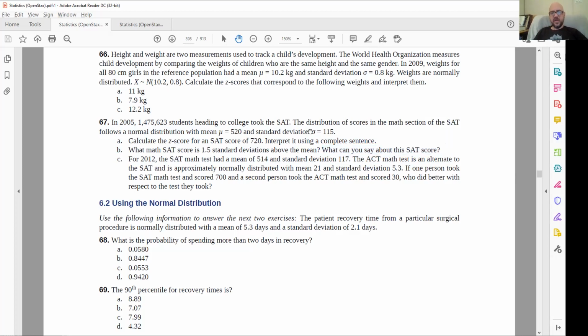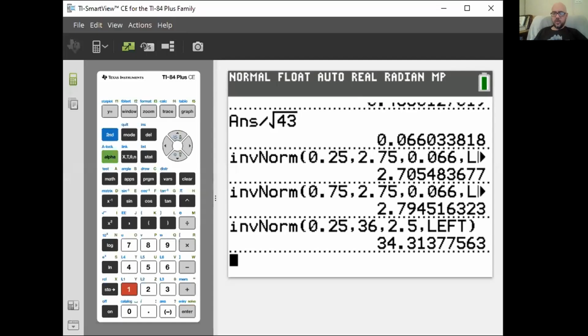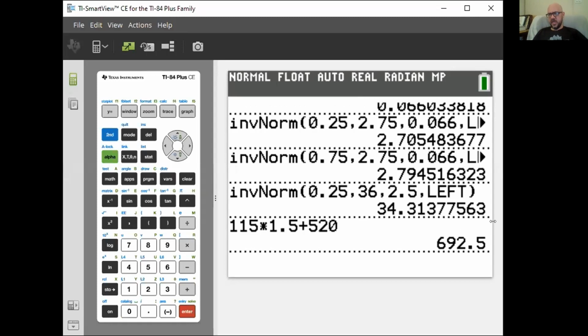But if one standard deviation is 115, we just do 115 times 1.5 and add that to 520, right? That's how far a z-score of 1.5 will take you. And then we have to add that to the mean because that's how far it is above the mean. And so we get 692.5.